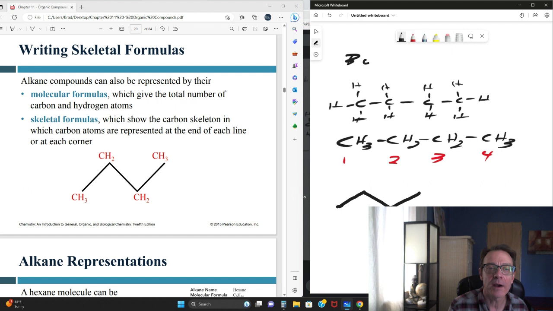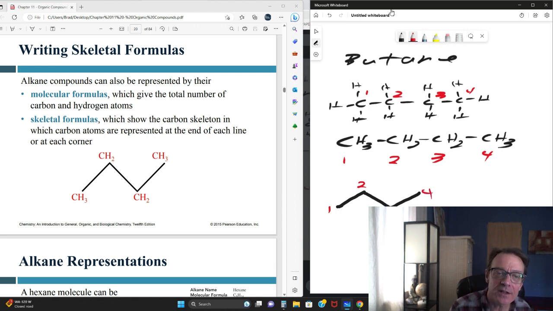These are all representations of butane with their 4 carbons. We have 1, 2, 3, 4 carbons. And in the skeletal, you don't draw in the hydrogens or anything like that. That's nonsensical. The skeletal version of butane is this right here with its 1, 2, 3, 4 carbons.